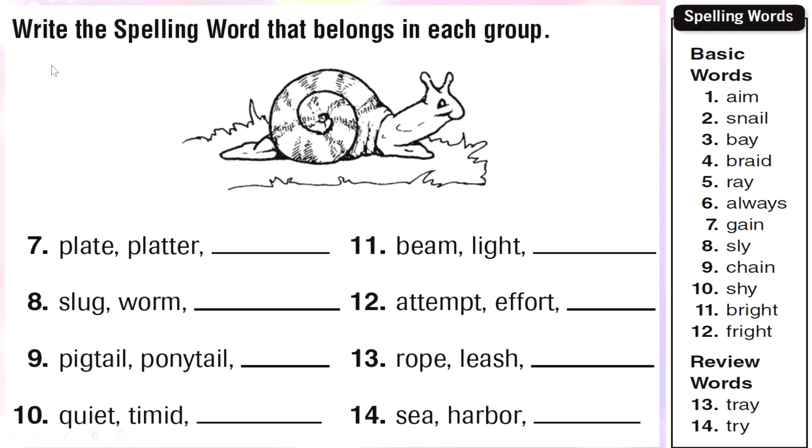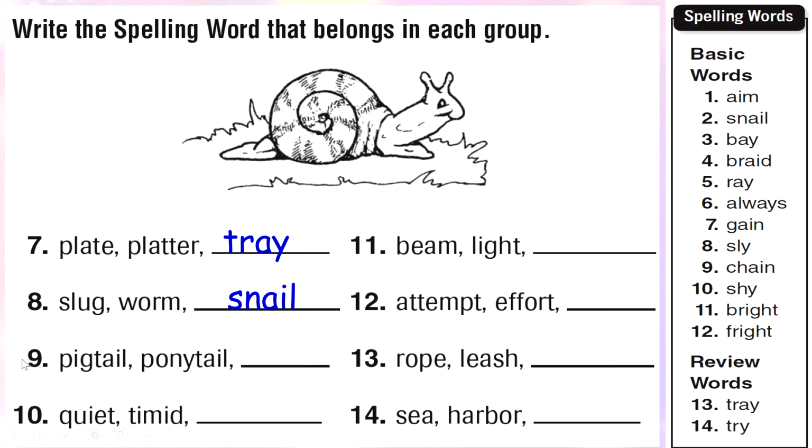Now let's check the answers. Number 7. Plate, platter, tray. 8. Slug, worm, snail. Please repeat this again. Worm. But when it's related to temperature, we will have the word with W-A and we pronounce it warm. So we have warm means cool, with good temperature, warm weather. While this one with W-O, worm. Repeat it, please.